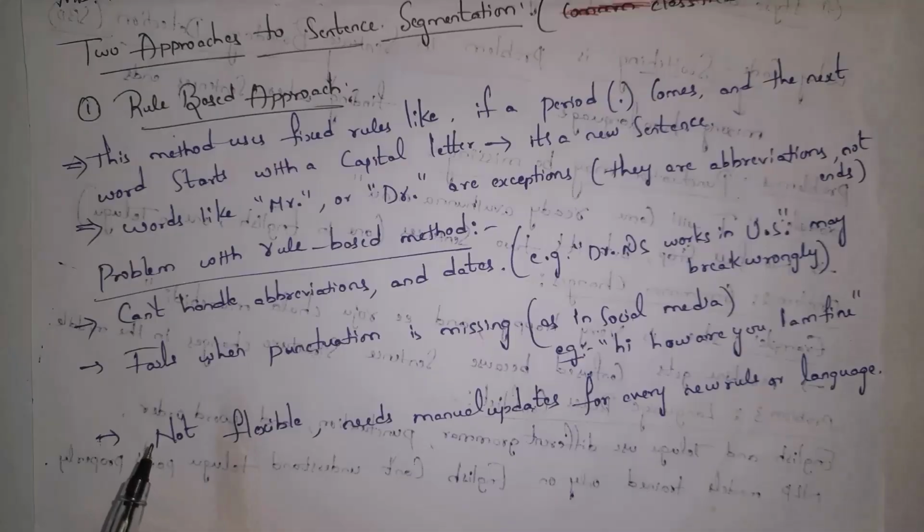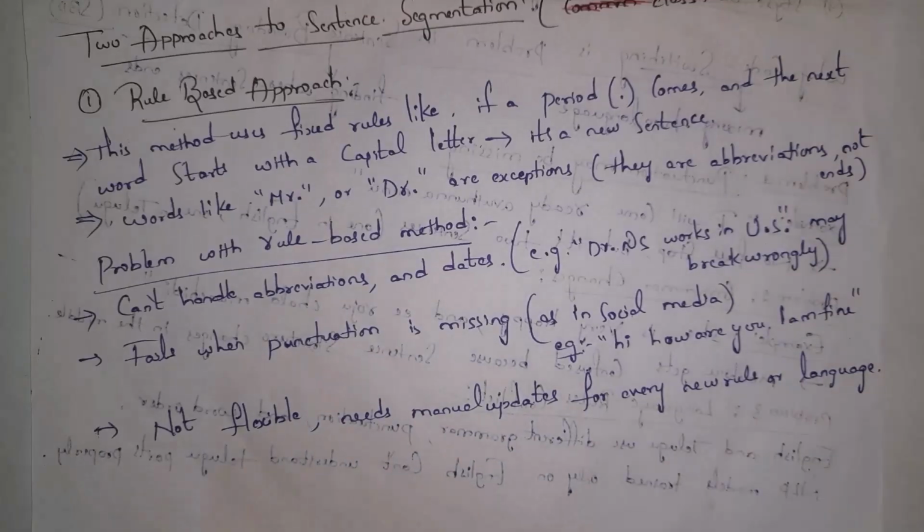And the rule-based approach fails when punctuations are missing. Yes, for example, in social media, we will not use punctuation marks. We will send messages directly like, hi, how are you? I am fine, without any full stops. So whenever we give the entire text, the NLP model cannot separate it into individual sentences as there are no full stops. So the NLP model cannot split an entire paragraph into individual sentences if there are no punctuations.